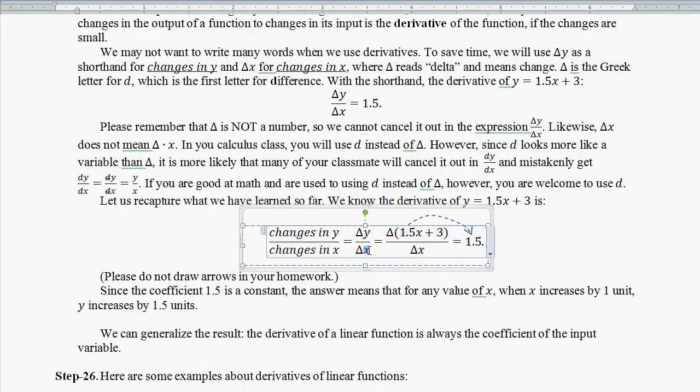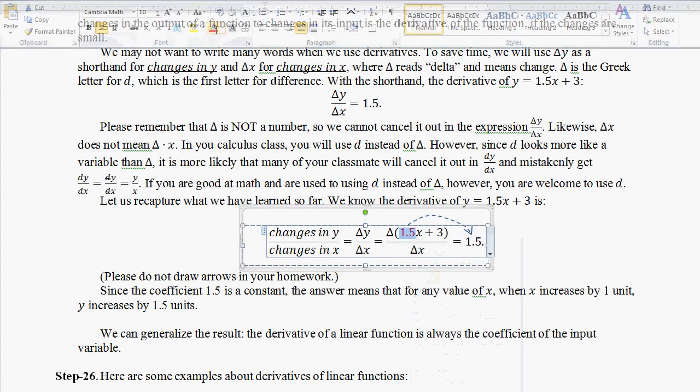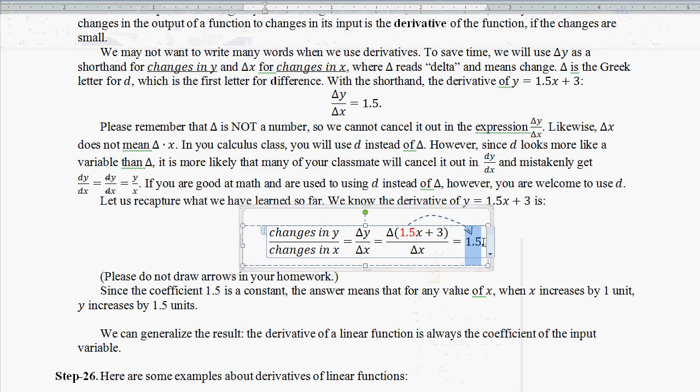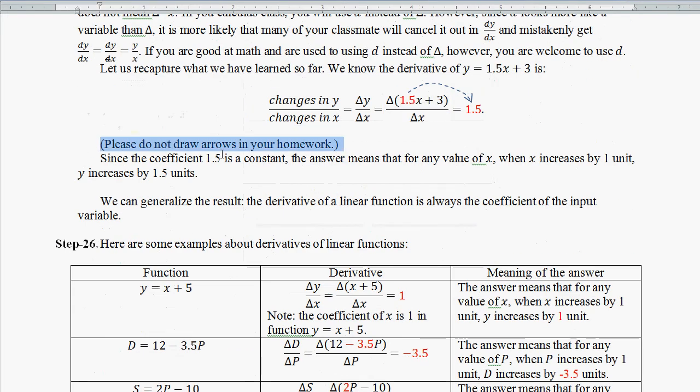So here's the formula. Whenever we see a linear function like that, we just need to grab the coefficient of the input variable and put it here. That's our answer. Some students will ask me, do we need to do any calculations from here to here? No calculations at all. Whenever you see something like that, just grab this coefficient and put it here. That's all we need to do. Nothing else. Now remember, don't draw arrows in your homework. Here I'm drawing it just to show you how it works. But in your homework, don't do that.